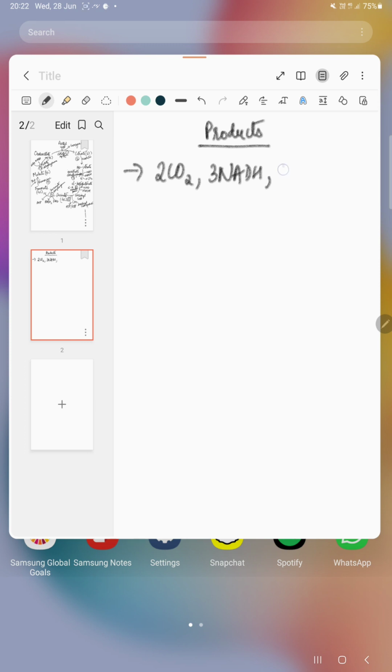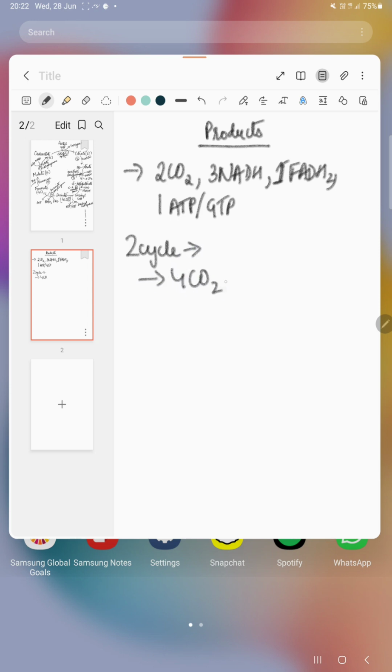1 molecule of FADH2. Okay, so 1 molecule of ATP or GTP. These are the products. Okay, so since out here 2 cycles are occurring, therefore the products will be how many?